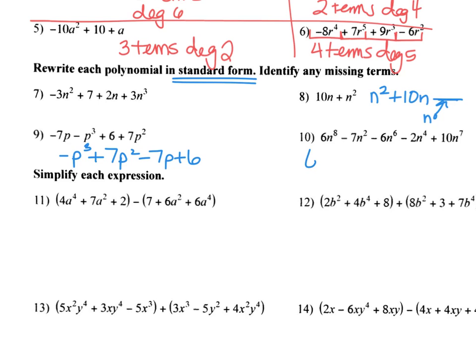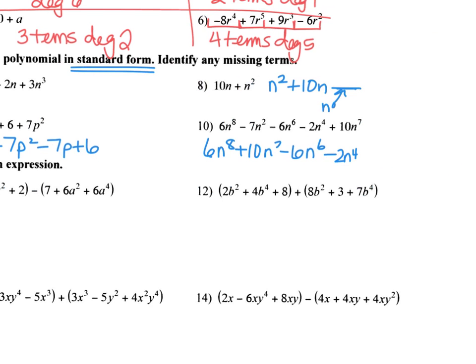10, we're going to have 6n to the 8th plus 10n to the 7th minus 6n to the 6th minus 2n to the 4th minus 7n squared. And when you count down there, I actually am going to be missing some this time. I have 8, 7, 6, so right here I'm missing 5, so I have 0 n to the 5th in there. I'm also missing a 3, so I'm missing the n to the 3rd. I'm missing just an n by itself, and then I'm also missing the n with no exponent.